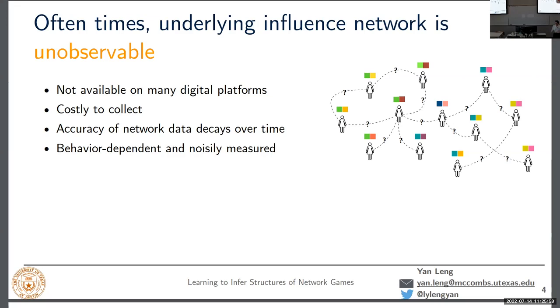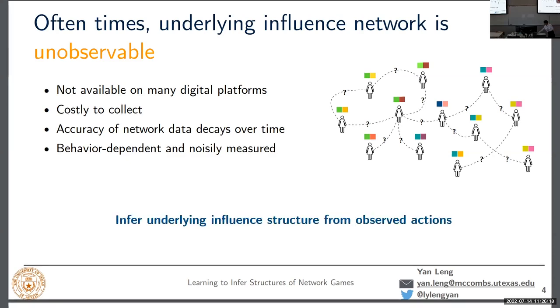The last one is relevant to behavior-dependent reasoning. Depending on the type of behavior, different types of neighbors may be more relevant. And some of your neighbors may affect your decisions negatively, which from a network intervention perspective, we don't want to reach those neighbors. So that motivates our study: we want to infer this influence structure solely from the observed actions.